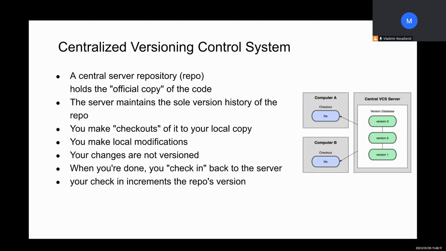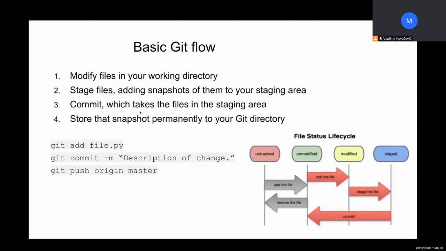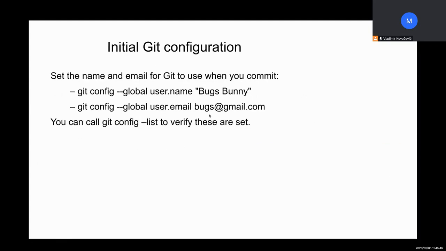So this is the process that we went through. No need to repeat it. This is a basic Git flow. First we do git add, and from untracked files it becomes modified. Then with git commit, it's staged inside of this patch, and with git push we actually push it to a remote repository.